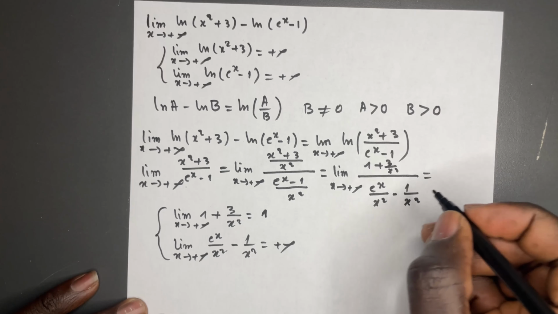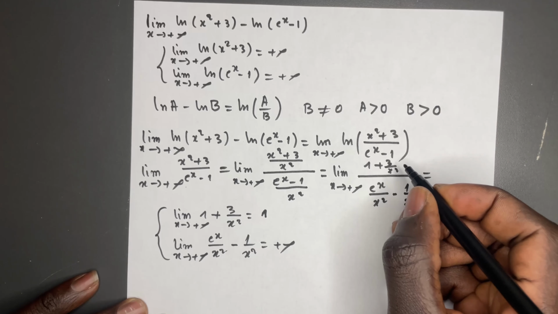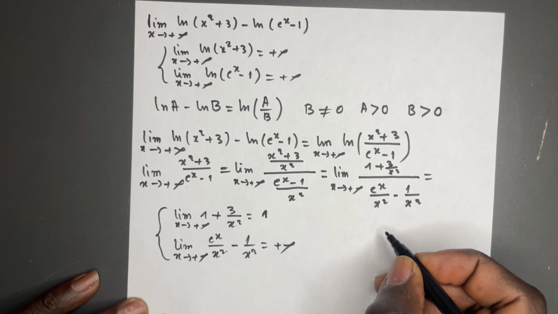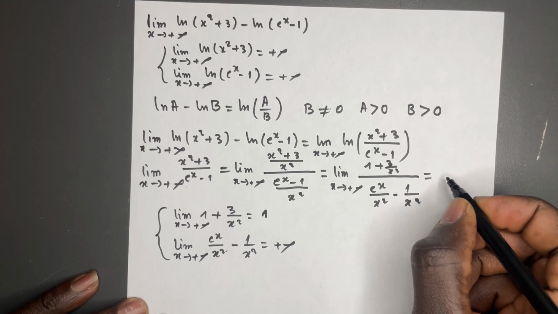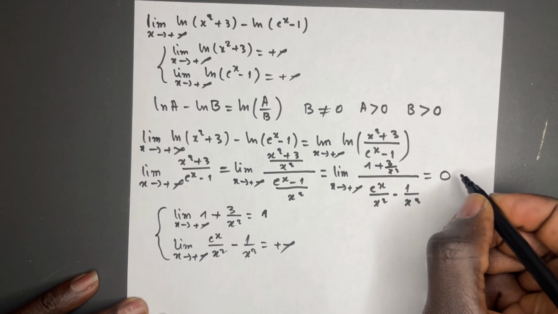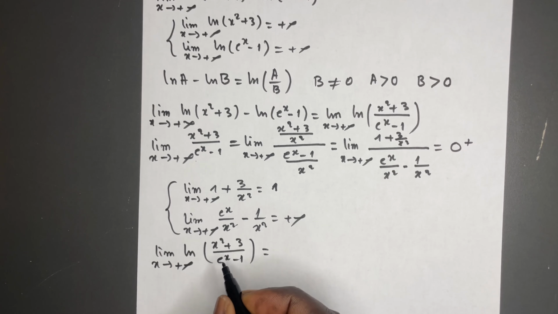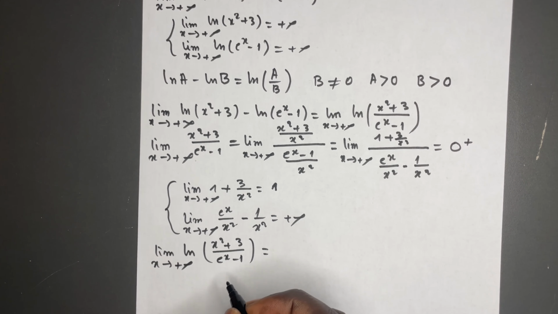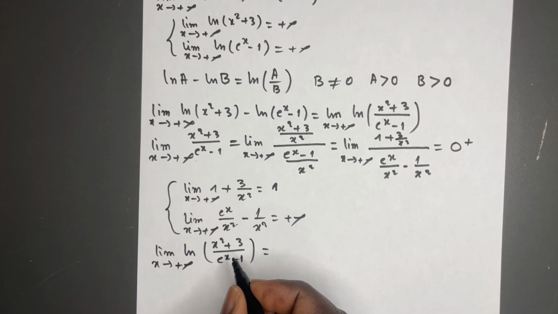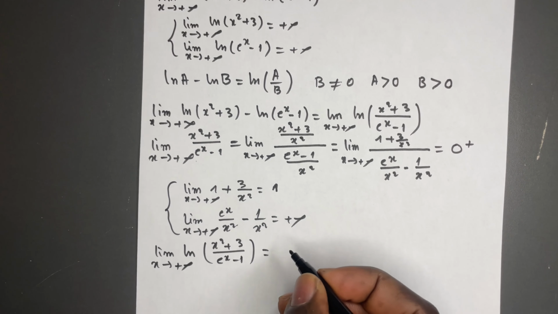The numerator tends to 1, which is a positive real number, and the denominator tends to infinity. So we're going to have here 0, but 0 plus. Therefore, the expression becomes ln of something going to 0 from the right, which means the limit is minus infinity.